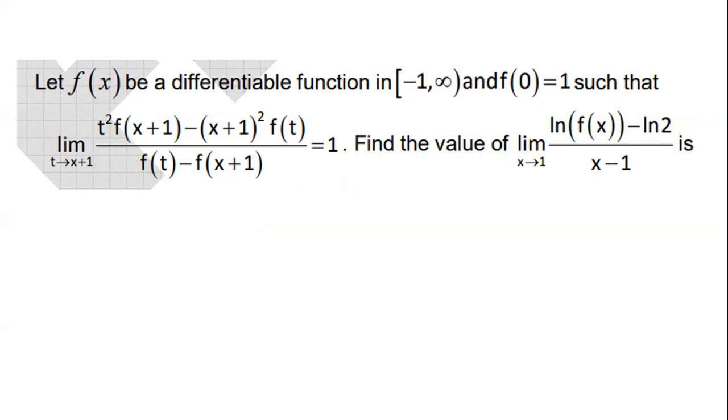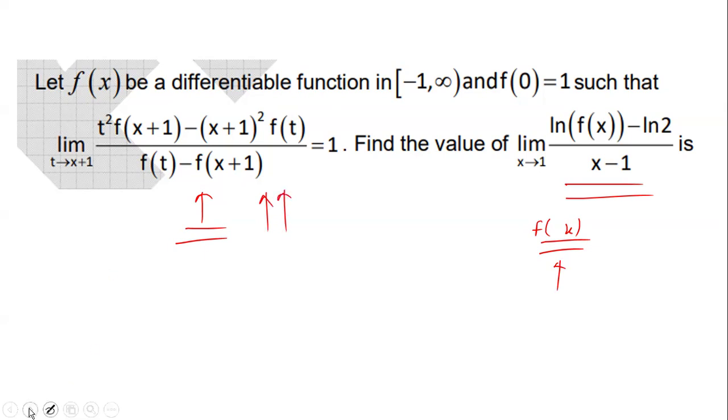First of all, you see here, to find this limit we need this f of x function, and this f of x function we can get based on this information, and then we can easily find this limit. So this is the strategy. So let's see how we can find this f of x function based on this information.